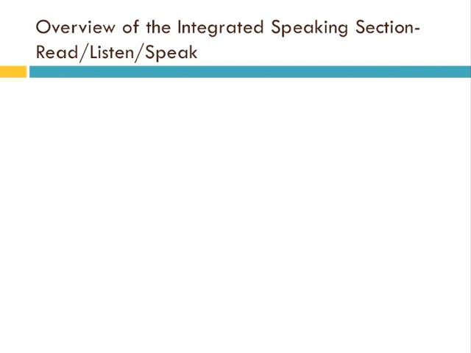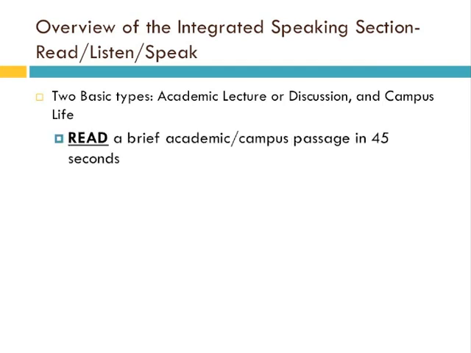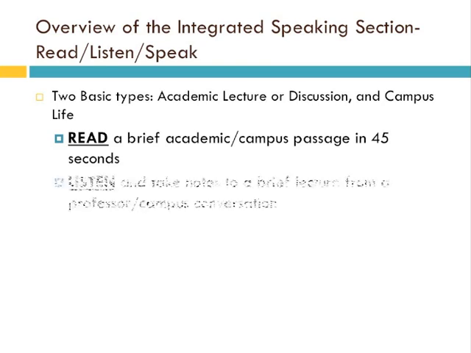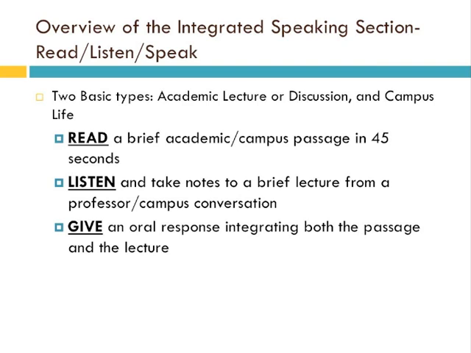So, in this general overview of the integrated speaking section, let's take a look at the different types of topics we may see and how the task itself is organized. First off, there are two basic types of integrated read, listen, and speak task, either an academic lecture or discussion, or a campus life task. And you will see one of both on the test. So you will have to read a brief academic or campus-related passage in 45 seconds, listen and take notes to a lecture or a campus conversation, and then give an oral response, integrating both the information from the passage and the lecture.